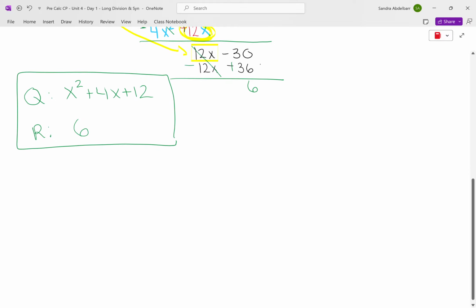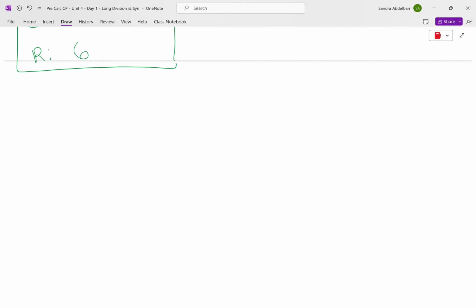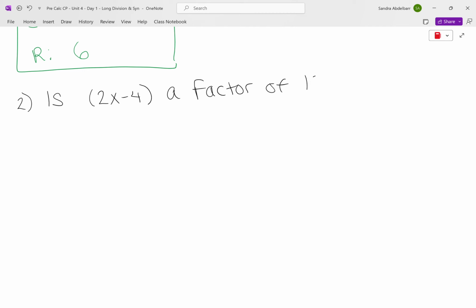Okay, you guys want to try one on your own? Try this one. So now I'm going to ask you, is 2x minus 4 a factor of 10x cubed minus 34x plus 4?